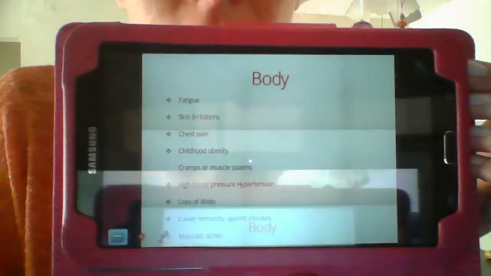So, when looking at the body, some of the ways that stress shows up: fatigue, tired all the time, skin problems, chest pain, childhood obesity, cramps or muscle spasms, high blood pressure, loss of libido, lower immunity against diseases, muscle aches, and there's more, but I can't see because of the tablet. Okay, and muscle aches.